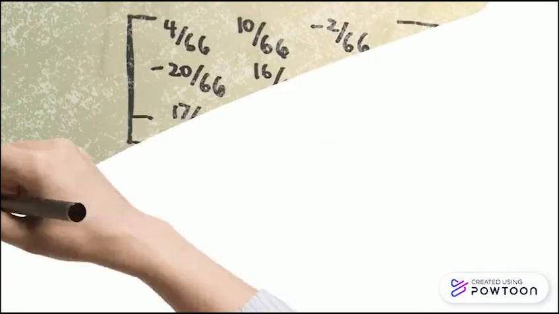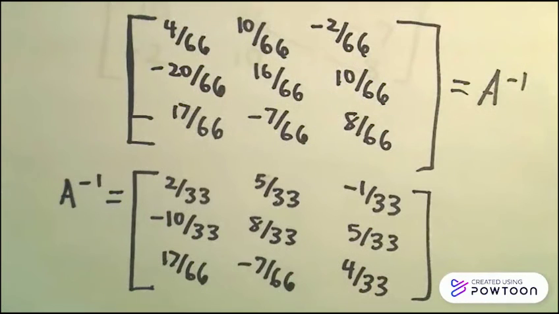After we did the multiplication, we got our A inverse value. Some of the results are 4 divided by 66, 10 divided by 66, minus 2 divided by 66, minus 20 divided by 66, 13 divided by 66, and so on.